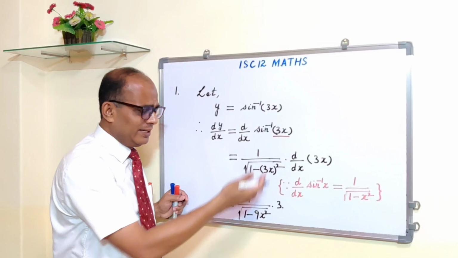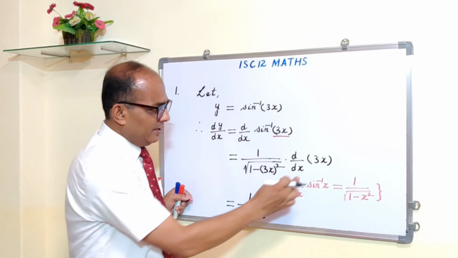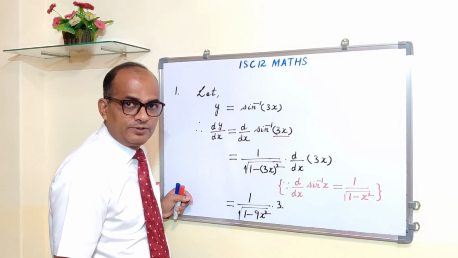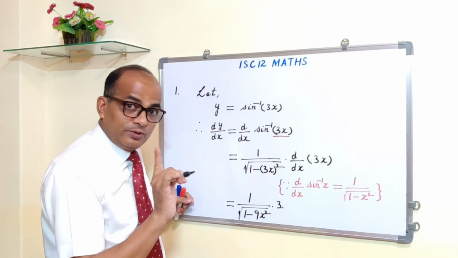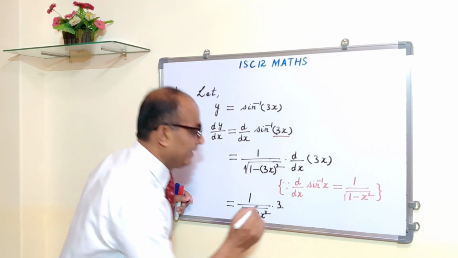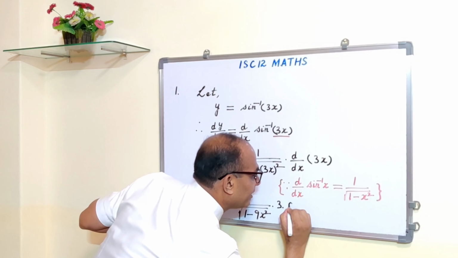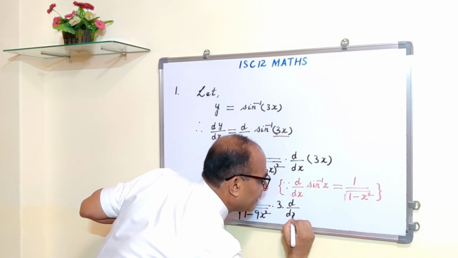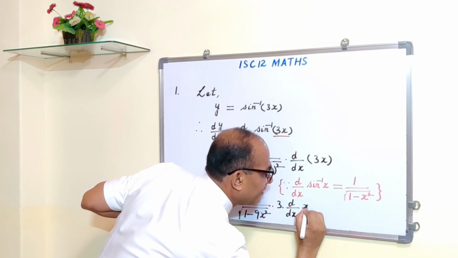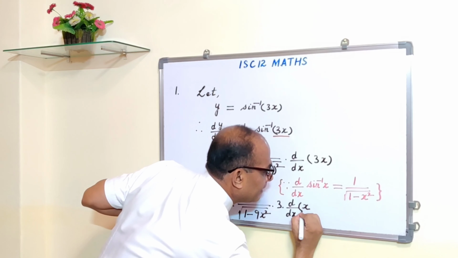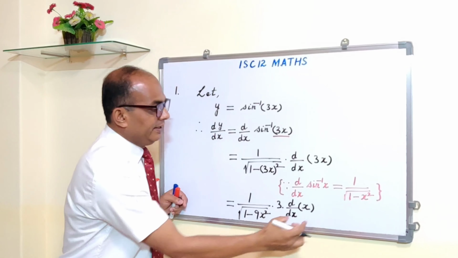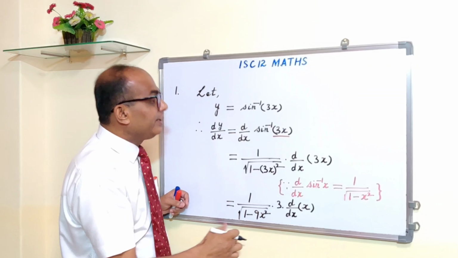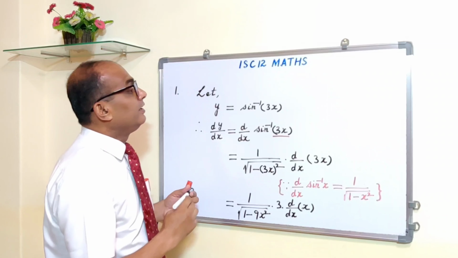I don't think I should write down that much because you are in 12th standard. So 3 out and d dx of x is 1. I am writing, but you need not write down. To make you understand, I am writing 3 into d dx of x. And d dx of x is 1, so the next step will be 3 into 1 into 1, that means 3 upon.